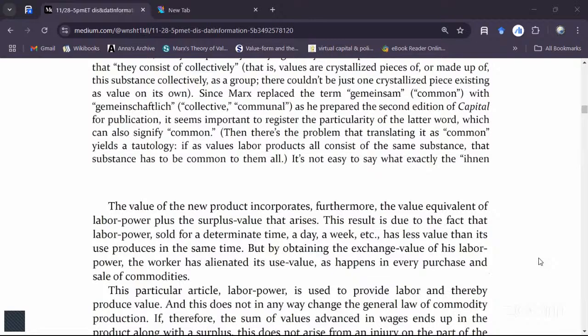The result is due to the fact that labor power sold for a determinate time, that is a day, a week, etc., has less value than its use produces in the same time. But by obtaining the exchange value of his labor power, the worker has alienated its use value. This happens in every purchase and sale of commodities.